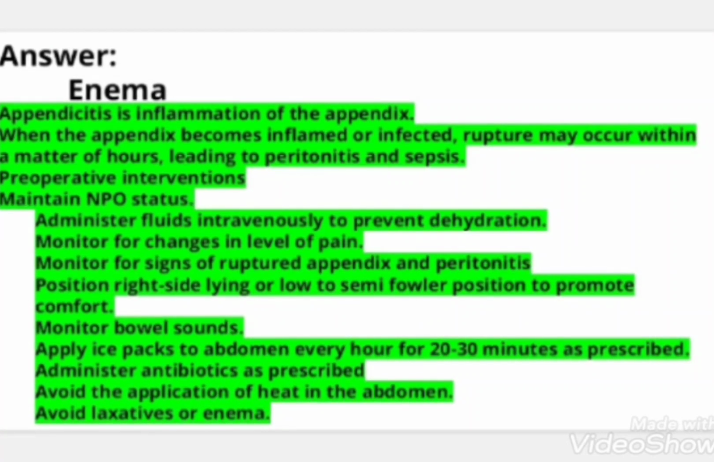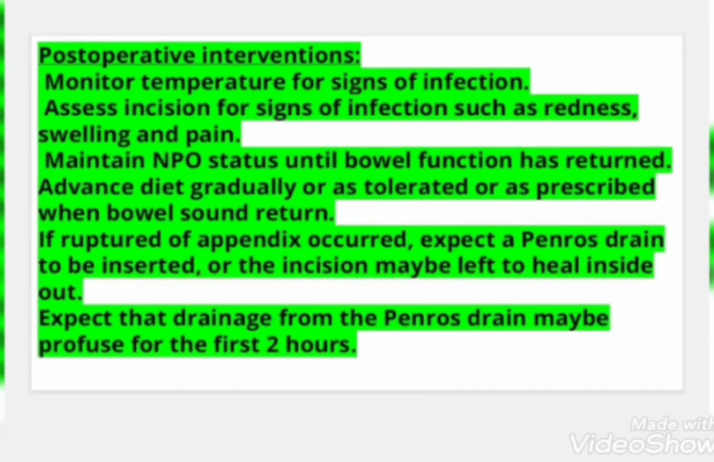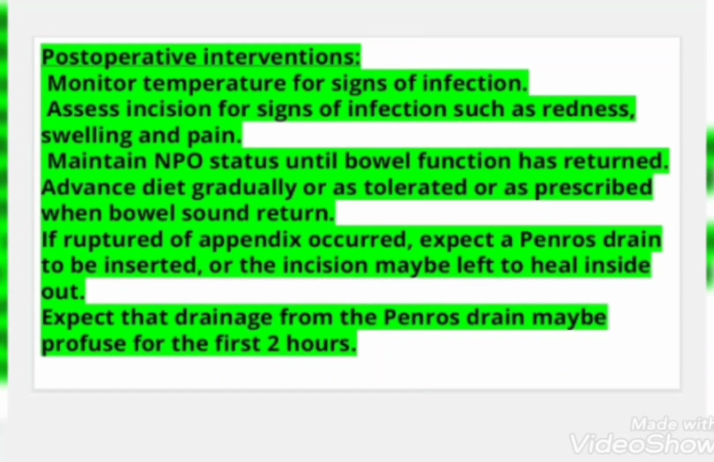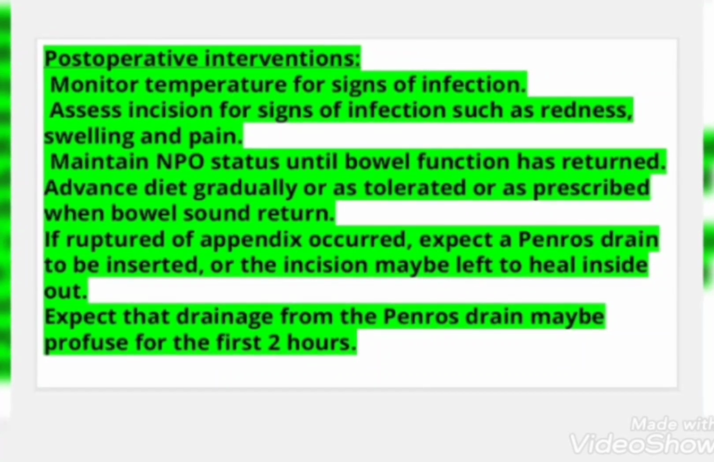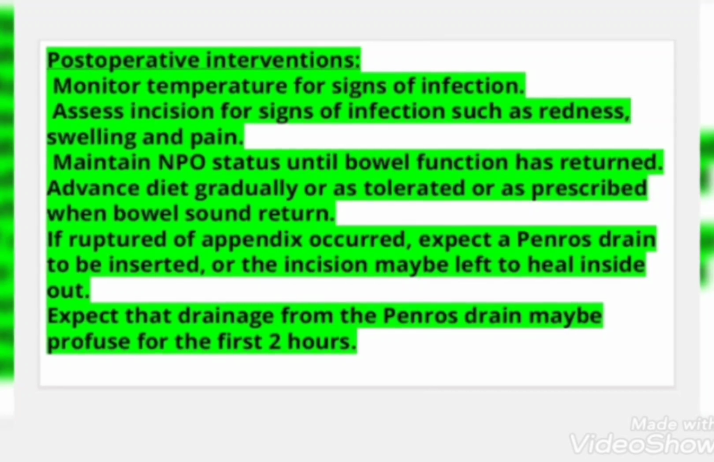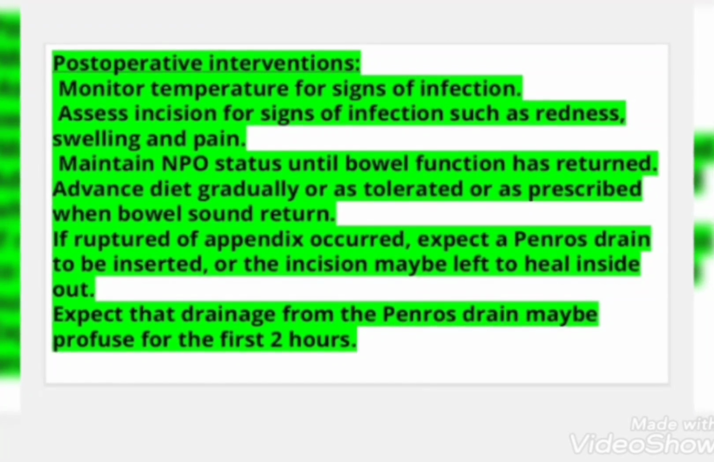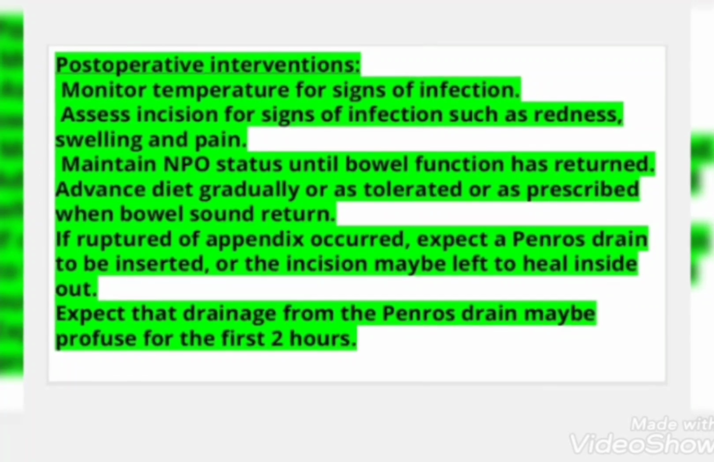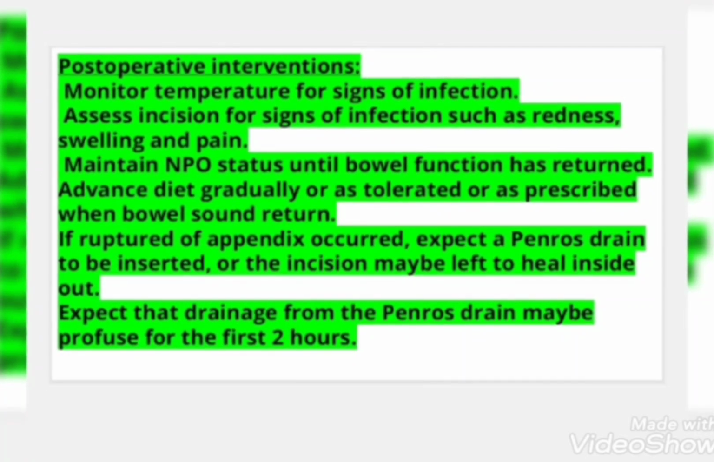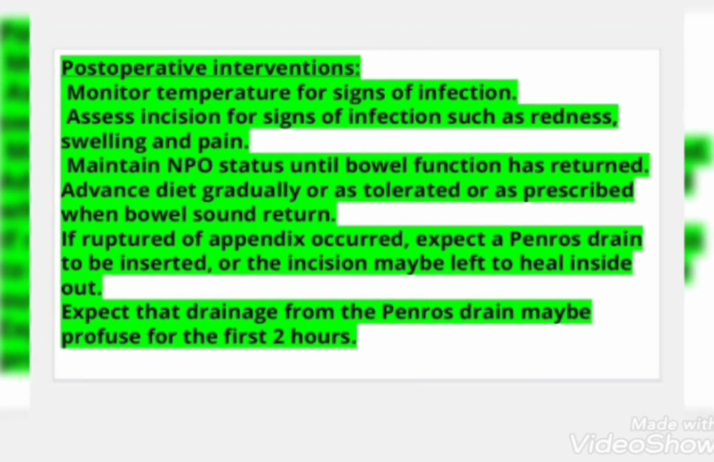Avoid laxatives or enema. Postoperative interventions. Monitor temperature for signs of infection. Assess incision for signs of infection such as redness, swelling and pain. Maintain NPO status until bowel function has returned. Advance diet gradually or as tolerated or as prescribed when bowel sounds return.